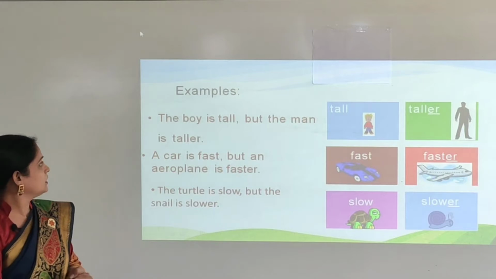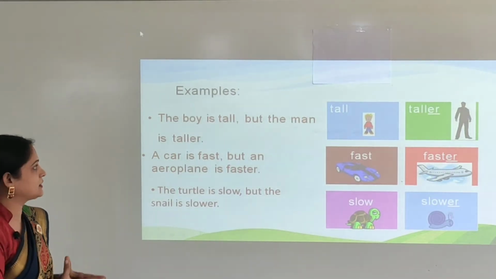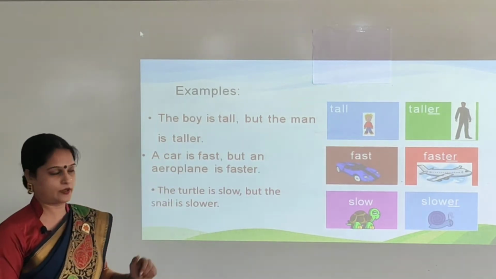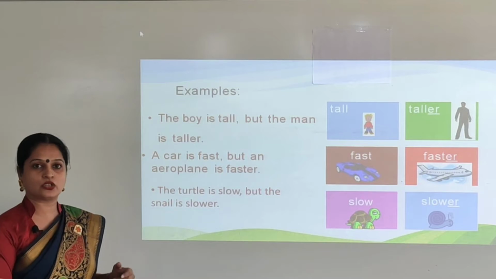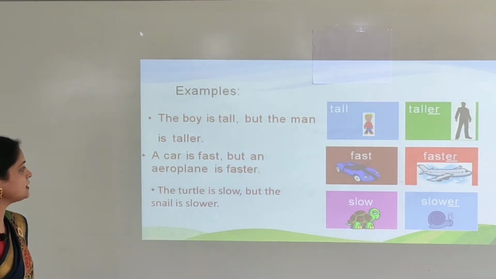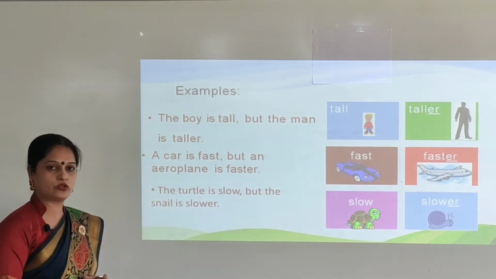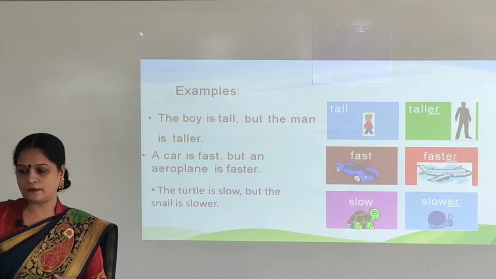For example, the boy is tall but the man is taller. So we can say the man is taller than the boy. A car is fast but an aeroplane is faster. So we can say an aeroplane is faster than the car. The turtle is slow but the snail is slower. So the snail is slower than the turtle.